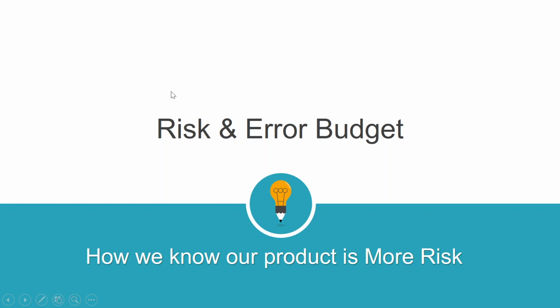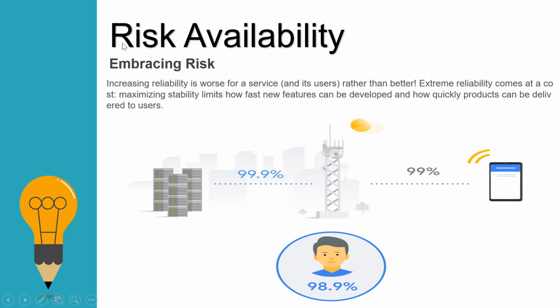At the end of this risk and error budget, I will give the real demo of how companies do SLIs, SLOs, everything. So first is the risk and error budget, and how we know our product carries more risk. Risk and availability: 100% availability is not a good thing, according to Google.